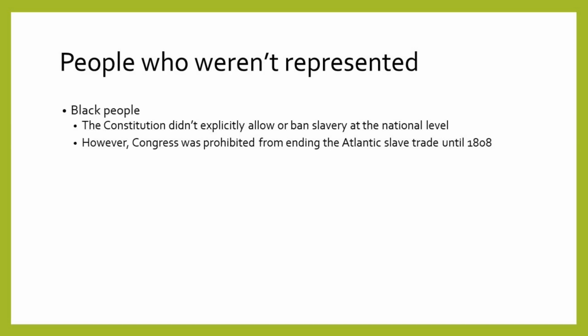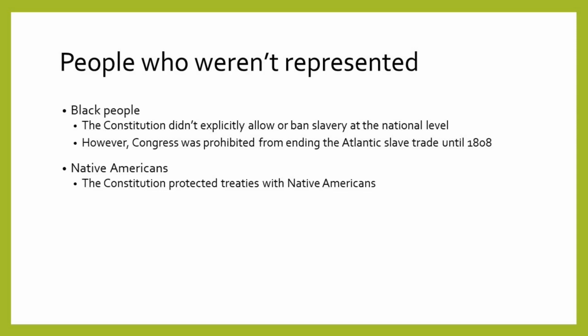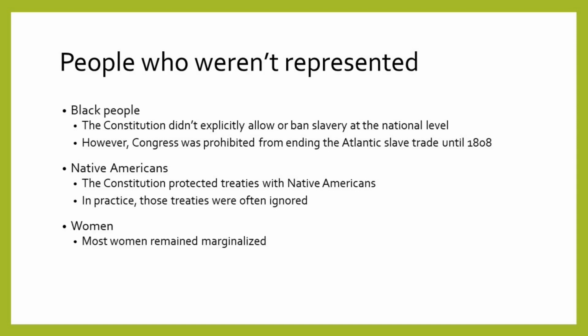Secondly, Native Americans theoretically got some protections from the Constitution because it protected treaties between the US and indigenous nations, but in practice, white Americans often ignored those treaties, and the US was never shy about fighting wars to force Native Americans to accept new terms whenever it became profitable. Lastly, the Constitution didn't really represent women of any race. However, some upper-class white women were still able to find ways to participate in politics, as we'll see later.